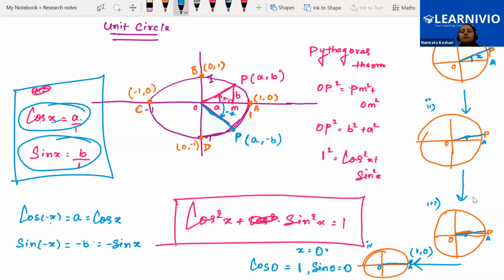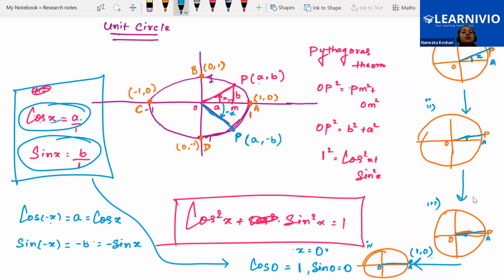We have taken the line OP. We were trying to decrease the angle very less, very less, and then we made the angle 0. Now we are thinking about the same scenario. So this x became 0 over here. From here, if you want to relate, cos x is A. A was the x coordinate. Here at this point, x coordinate is 1. So cos 0 is 1 and sin 0 is 0.